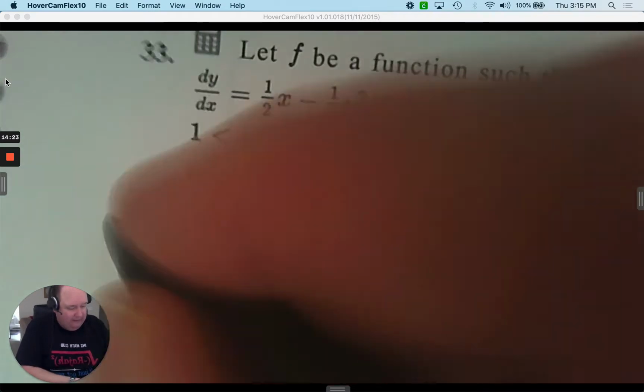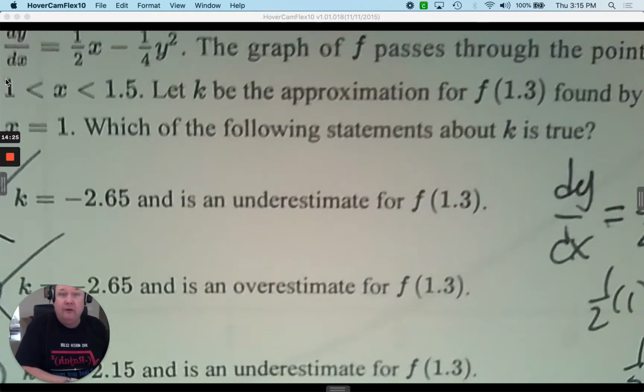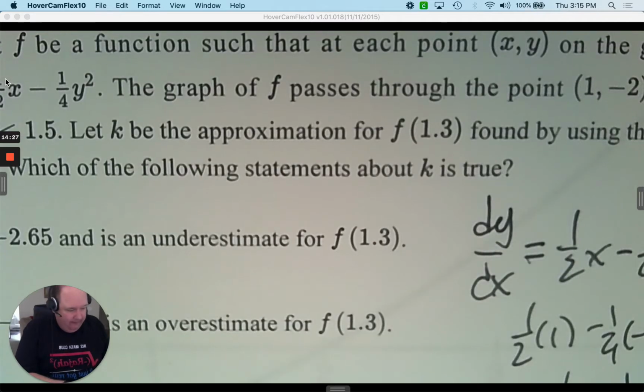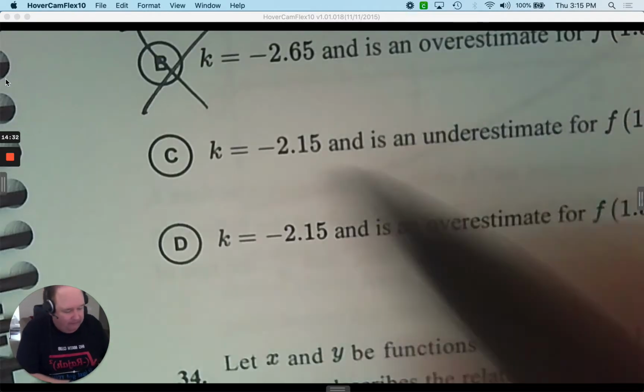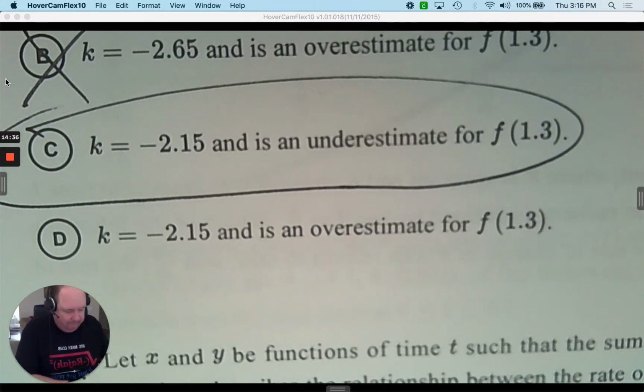And then the second part, is it an underestimate or overestimate? And we're told that it is concave up. So concave up means it's an underestimate. Put the tangent line, and you have your answer.